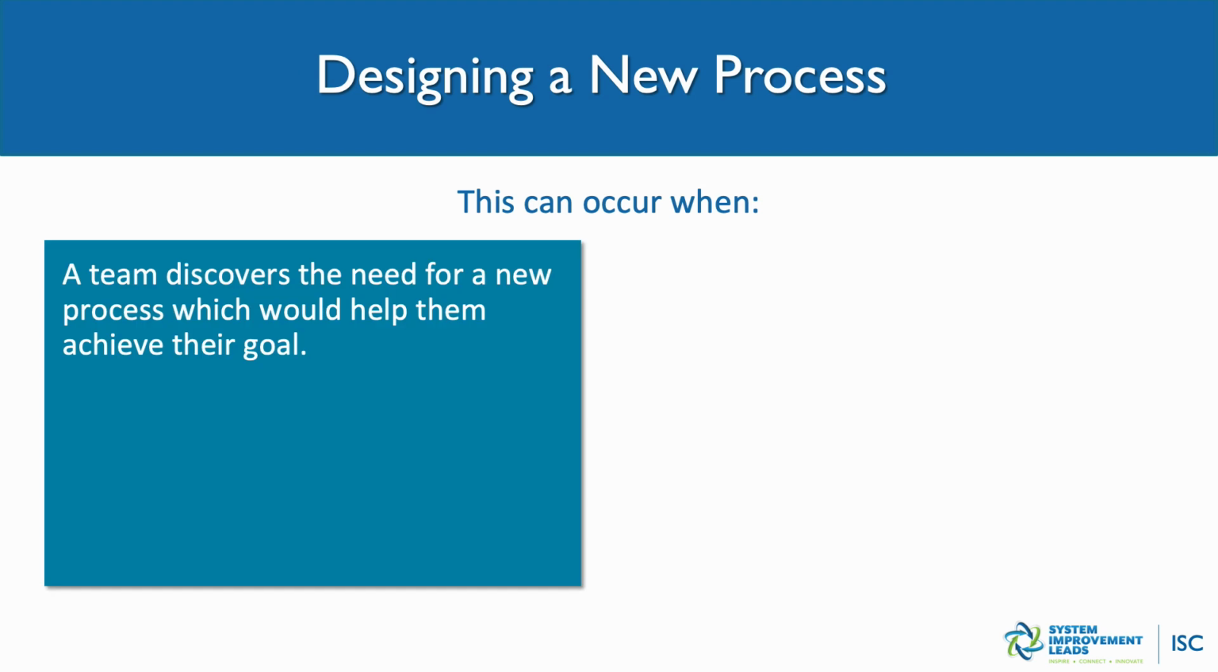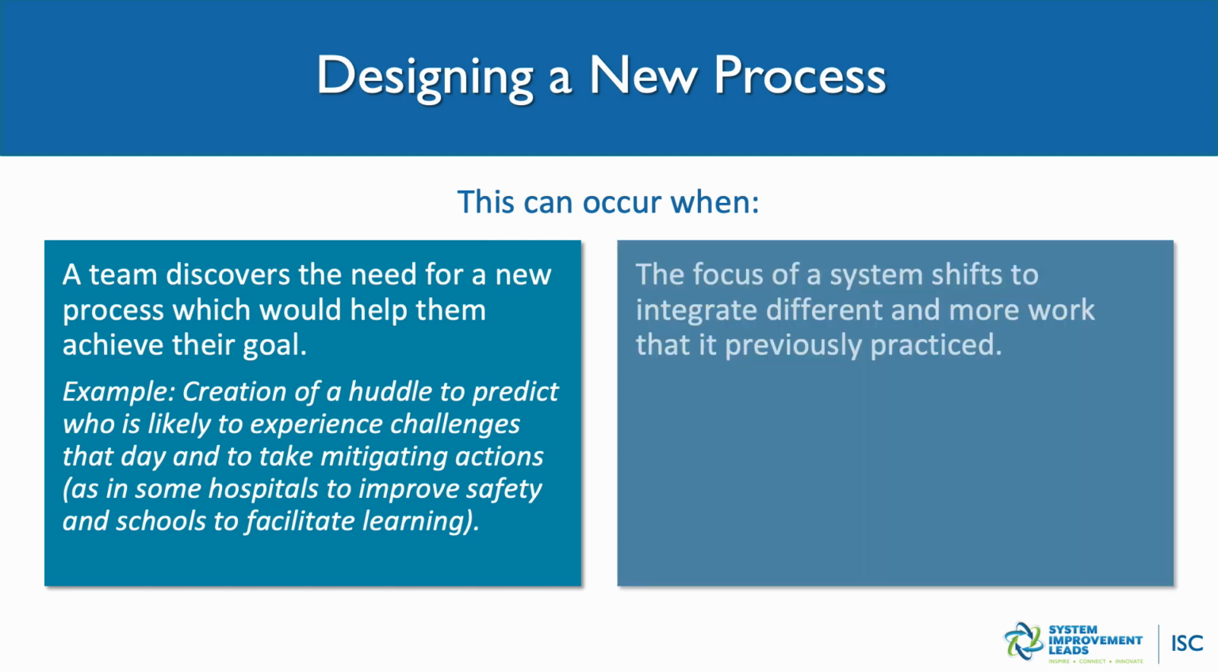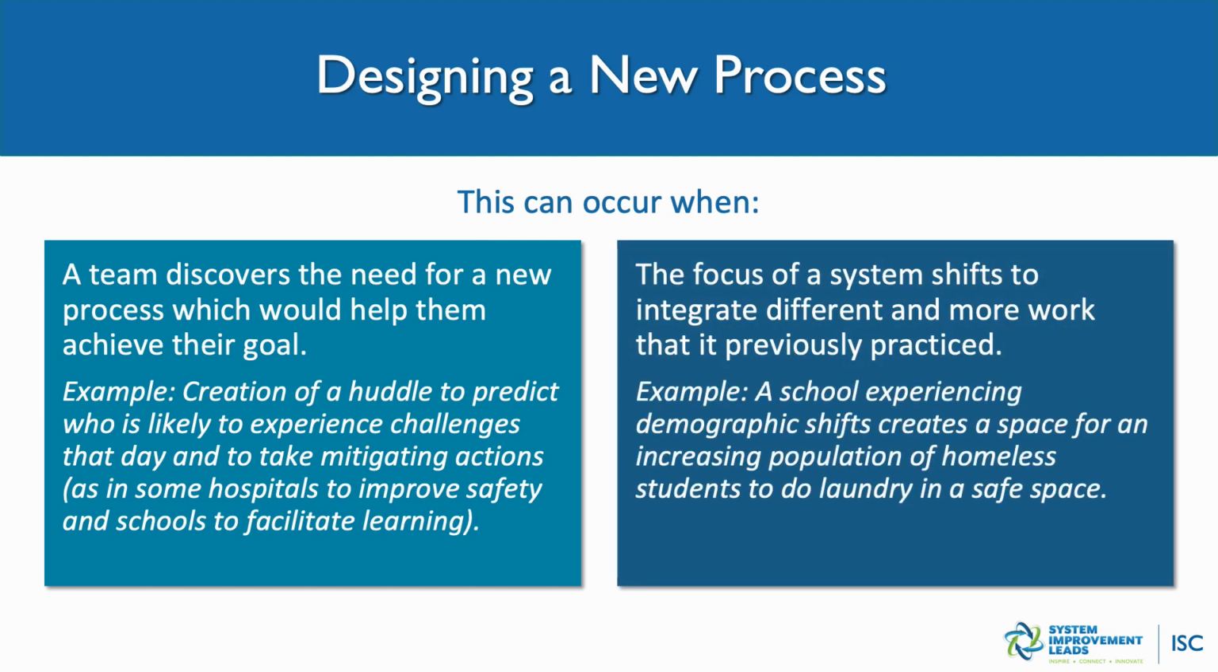In some instances, a team focused on improving outcomes may uncover a need for a process that has not previously existed as part of their system. Similar to the redesign of an existing process, a process map can be used to visualize what a new process could look like.